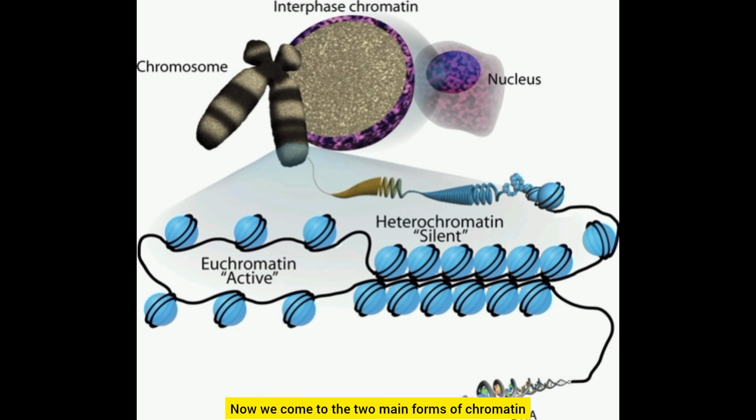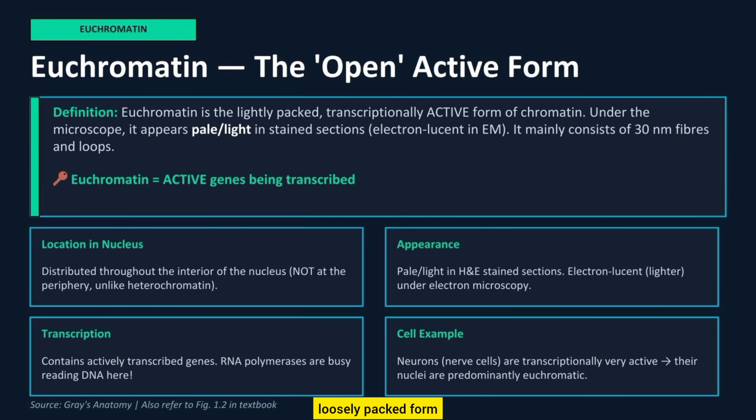Now we come to the 2 main forms of chromatin in the nucleus, euchromatin and heterochromatin. Euchromatin is the open, loosely packed form. Under the microscope, it appears pale or light in stained sections, electron-lucent under electron microscope. It mainly consists of 30 nanometers fibers and loops. Most importantly, euchromatin contains the actively transcribed genes. A great example? Neurons. Nerve cells are highly active. They transcribe many genes, so their nuclei are predominantly euchromatic and appear pale and open.